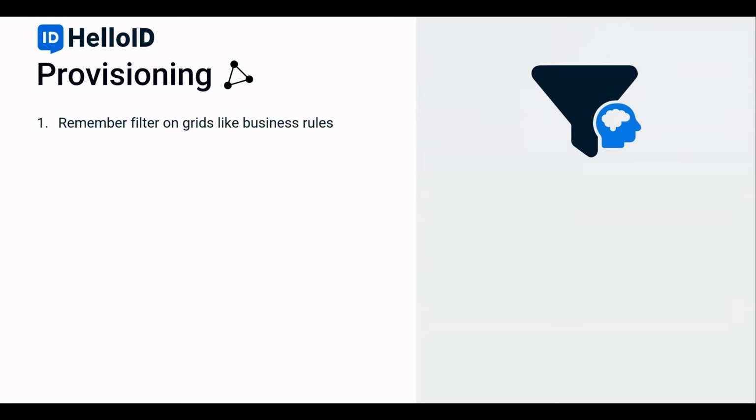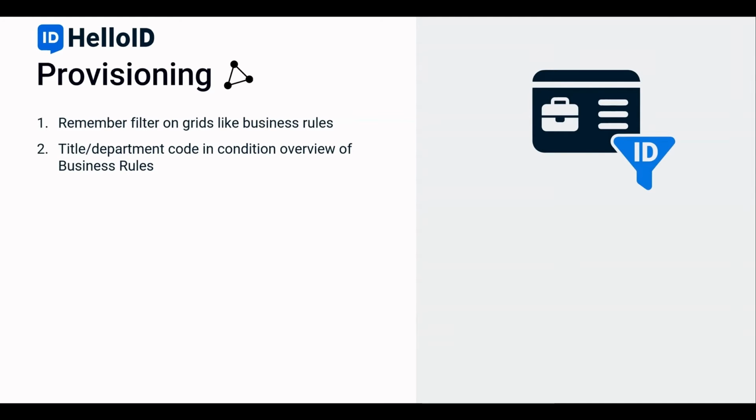First, remember filter on grids, like business rules. This feature is related to all of the grid components that are being used within the HelloID provisioning module and will remember the configured filter conditions for future use. Our second item is the title and department code in condition overview of business rules. With this feature, the UI of a business rule condition overview has been changed, which now also supports the title or department code that is being displayed in the condition overview.